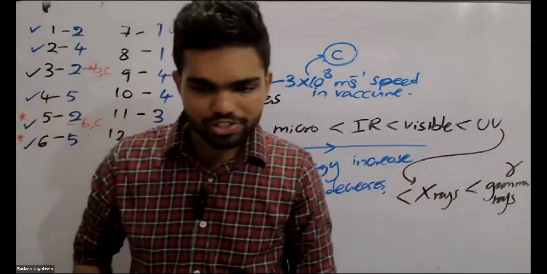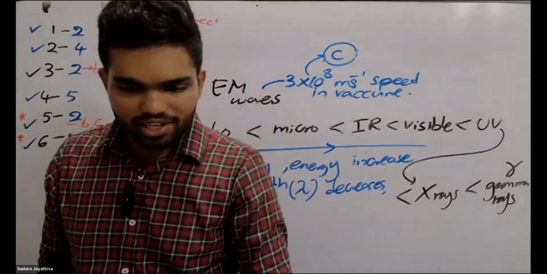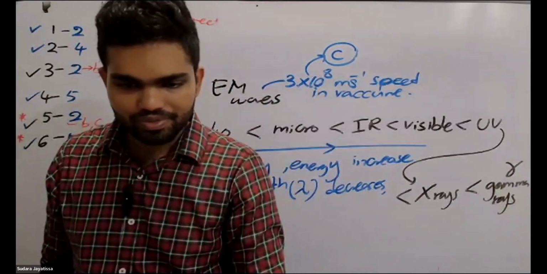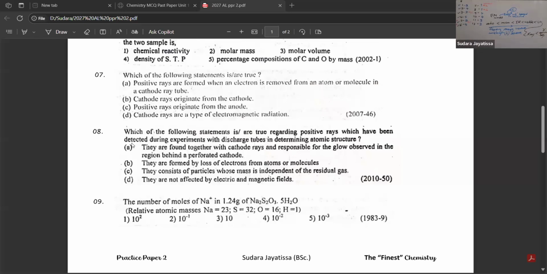So therefore, we're going to stop right there. Cathode rays are not electromagnetic radiations. That's about the 7th question. So you can understand now why C and D are wrong. Again, if you go to the 8th question, there are statements given.